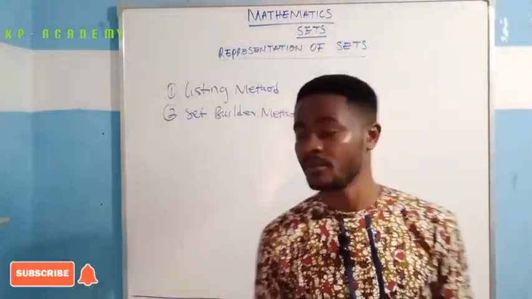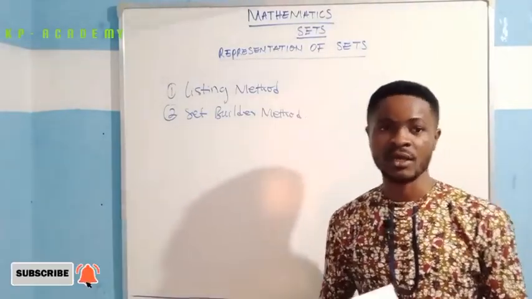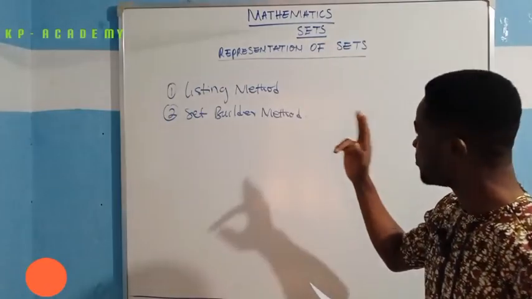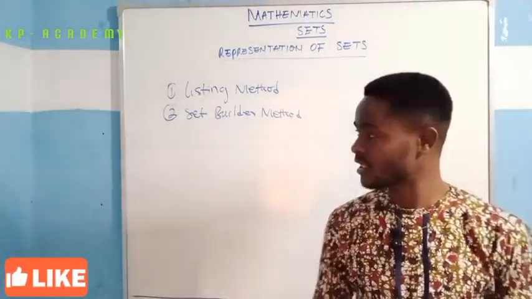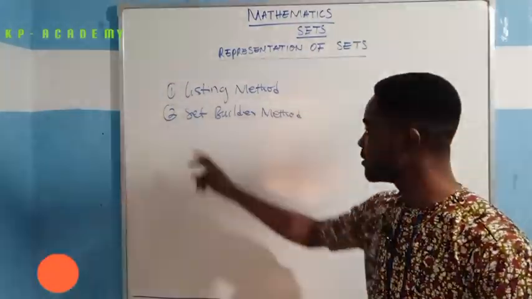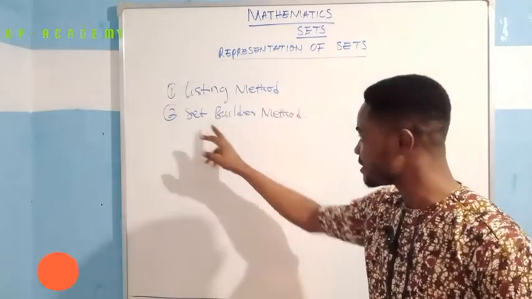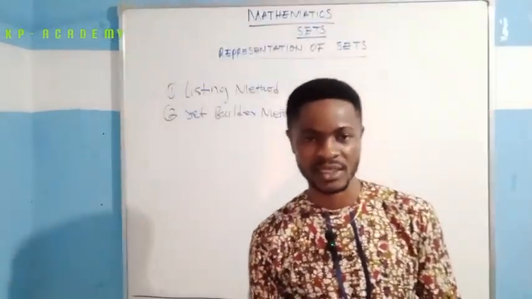Alright, in today's lesson, we're going to be looking at mathematics under the concept of sets. But precisely, we're going to be looking at representation of sets. In this lesson, we are going to be understanding that there are two ways in which sets can be represented, which are the listing method and the set builder method. So these are the two ways in which we can represent sets.